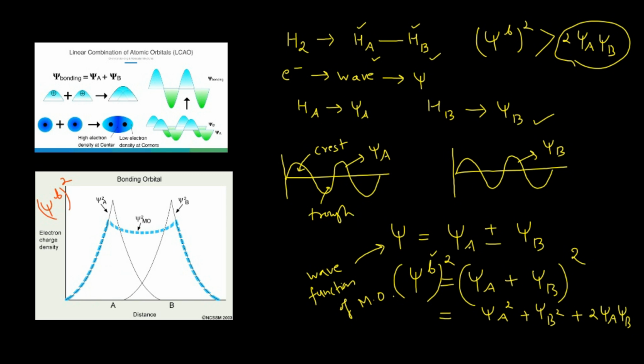Now you can see here, earlier your electron density was present here only, and here only, but when I linearly combined them by adding these two wave functions together, I get this extra part. This part is the extra, which is what? 2 psi A psi B, right? This is 2 psi A psi B, which comes from the square of the bonding molecular orbital. This is very, very important to understand. This is constructive interference of the wave. If you want, you can write constructive interference, so I am writing here constructive interference.